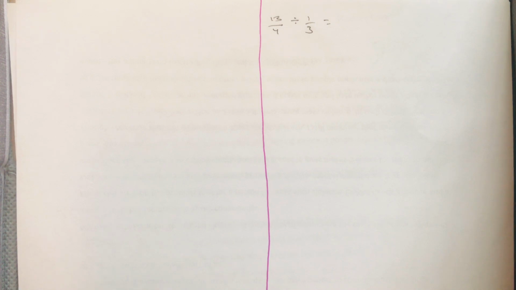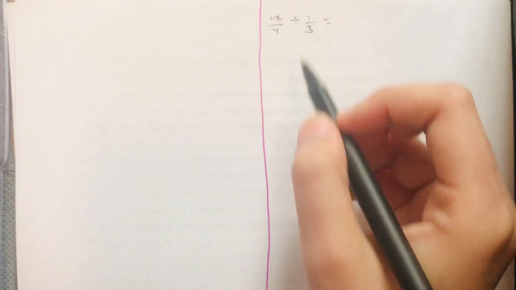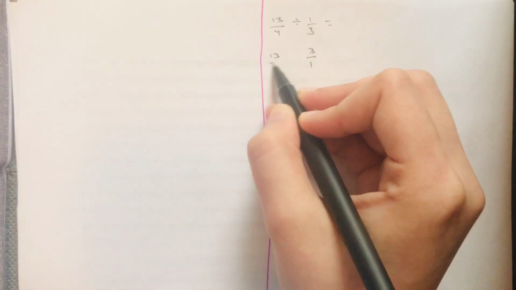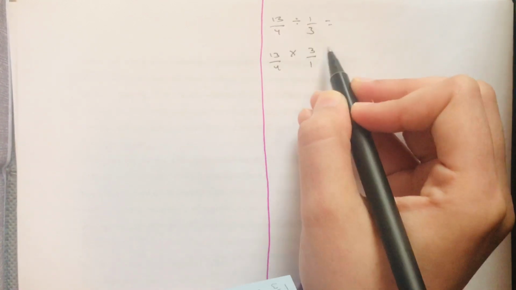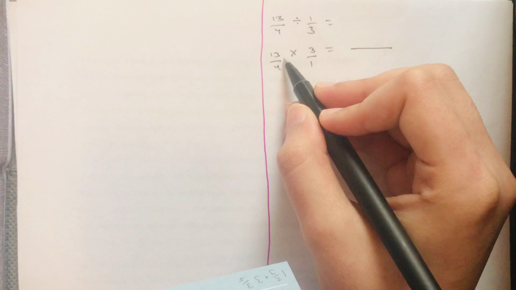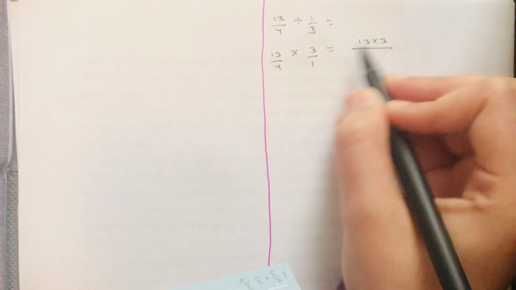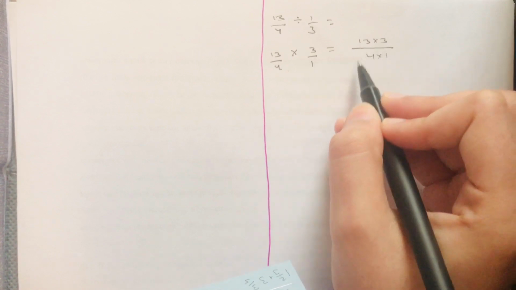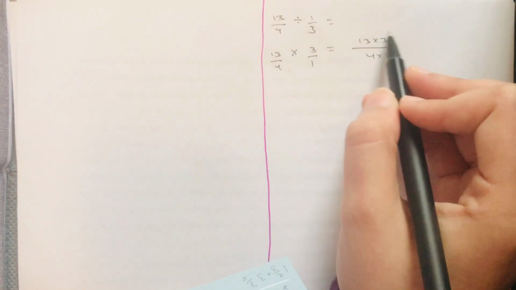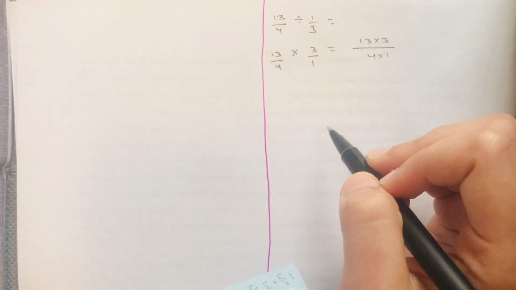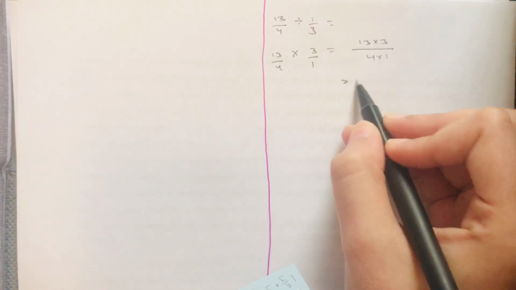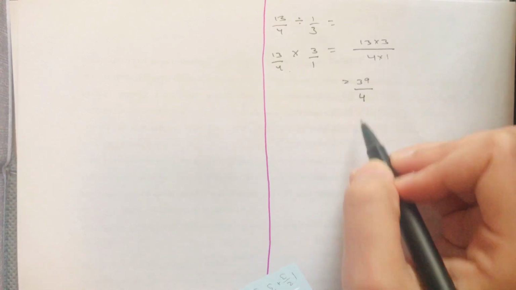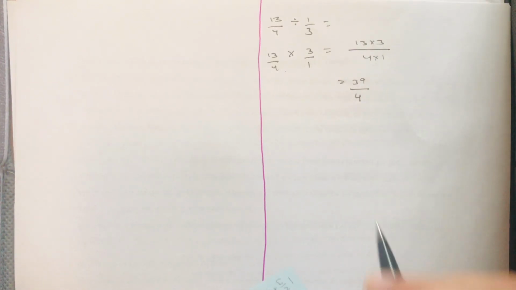You do just what you did before. You reciprocate, so that's going to become 3 over 1, and this will remain the same. The division sign becomes multiplication, and now you continue. So that's 13 times 3 over 4 times 1. You multiply the denominators, leave them as the denominator. You multiply the numerators, leave them as the numerators. Okay? So now 13 times 3 is 39, and the denominator is going to be 4 times 1, that is 4. Now you have 39 over 4.